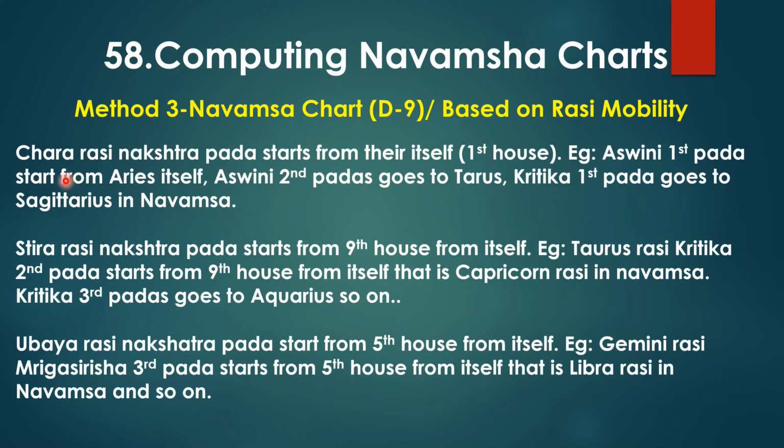We know Chara Rasi, Sthira Rasi, and Dwisvabhava or Ubhaya Rasi. Chara, Sthira, Ubhaya. Chara Rasi starts from the one itself. And Sthira Rasi starts from the ninth house from itself. For example, Taurus is a Sthira Rasi. Any planets placed there, you need to go to the Capricorn and start from there. Any Ubhaya Rasi, that is Dwisvabhava, you need to start from the fifth house. 1-9-5, that is the formula for Chara, Sthira, Ubhaya.